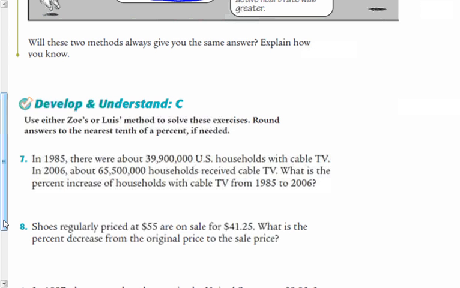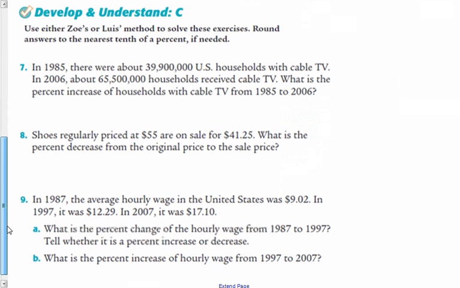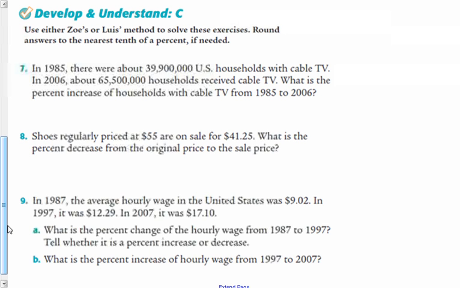So let's go to number 7. It says there were about 39,900,000 U.S. households with cable TV. In 2006, about 65,500,000 households received cable TV. What is the percent increase?